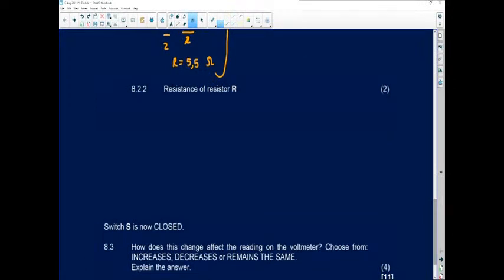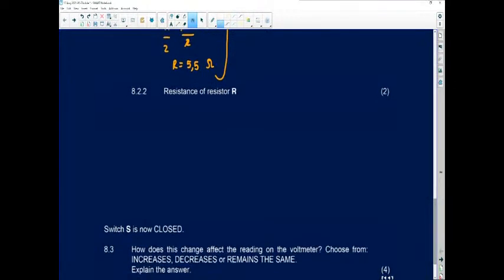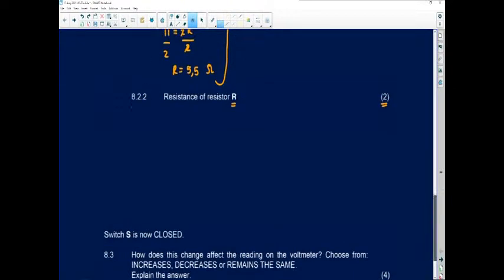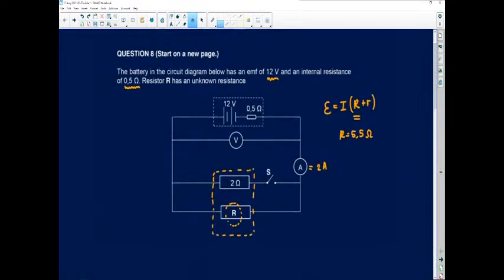Now we need to find the resistance of R. So it's only for 2 marks, so it shouldn't be that hectic. I just want us to go back here. So we did find out that the voltmeter reading here is 11 volts. That's what we found out there.